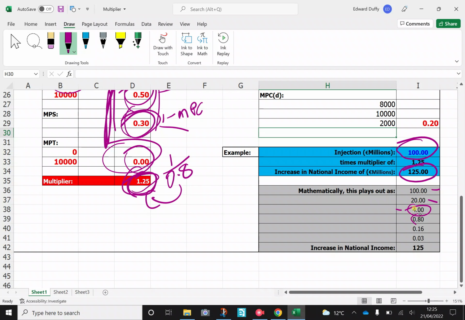And then of that 4 million, only 20% of it goes on. So that's only 0.8 million. And you can see then it goes, and I've only played it out to a reasonably small extent. You could continue those calculations right the way down. But when you add all of these up, it will tally to an increase in national income of 125 million.